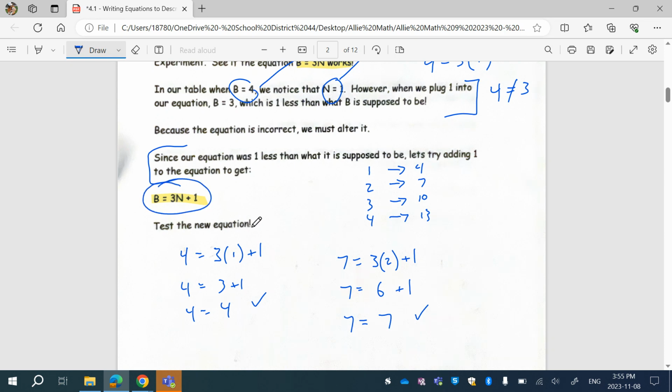So the questions involve looking at some sets of data, making equations, and also solving equations based on inputting information. So I'll be here to help. I'll tell you what questions I'd like you to do.